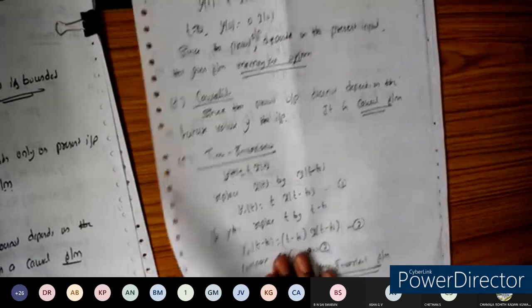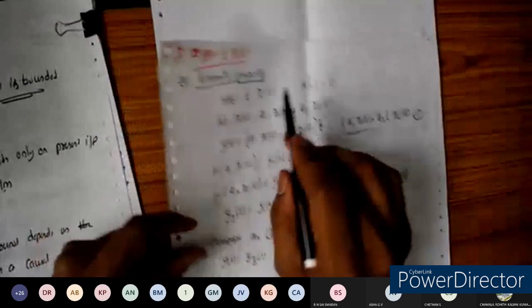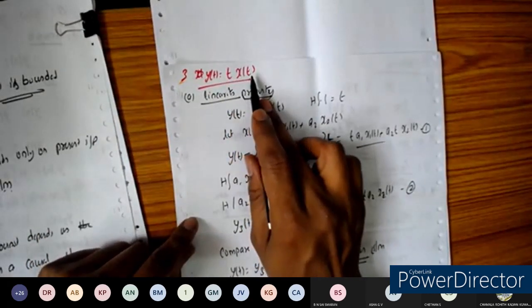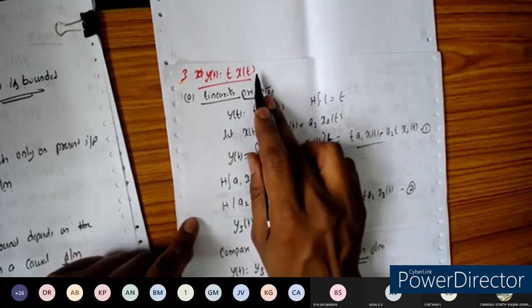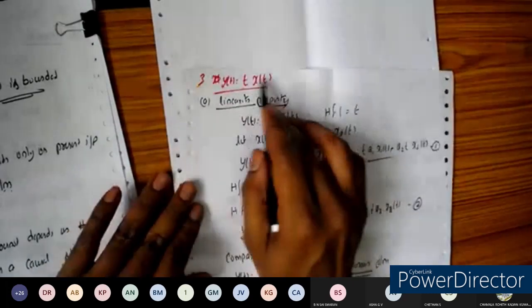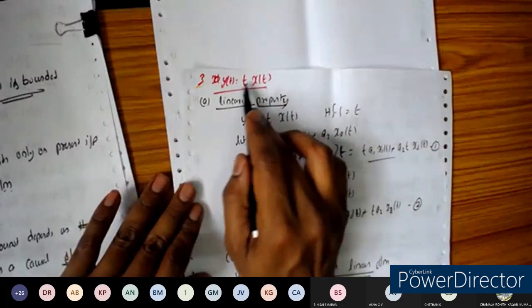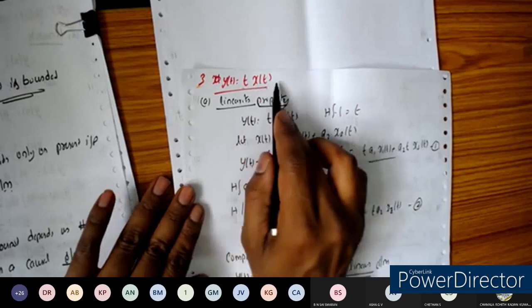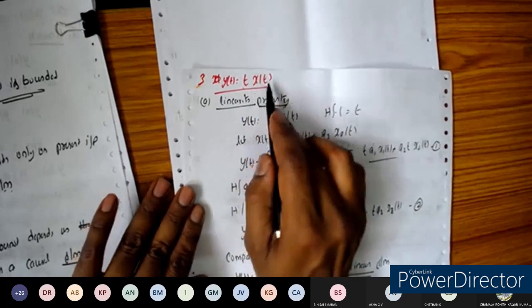So I think you don't have any doubts. You can see it by observation here: t into x of t. Whenever the product is present, the system will be a linear system. And for stability, by observing the coefficient of x of t, we can identify if it's stable or not. Since as t tends to infinity it will become infinity, we can say it's an unstable system here.